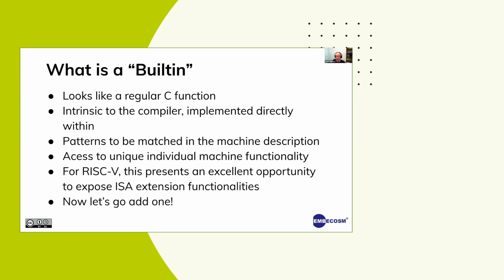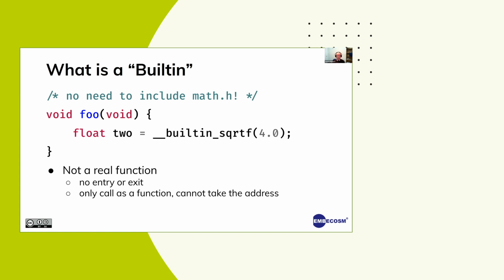Now, for RISC-V, it presents an excellent opportunity to expose ISA extension functionalities. So let's see how you add a built-in function. And I'll give a bit of context before we get into the nuts and bolts of how you do this. Okay. So here's an example of a built-in. Now, one thing about built-ins is you don't need the headers. They're built into the compiler, so you don't need math.h.